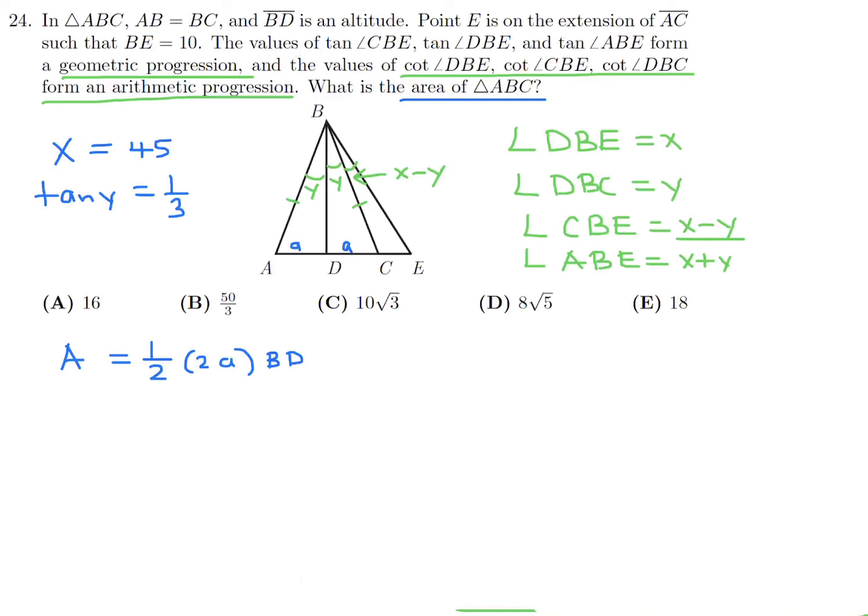Okay, so now where do I go here? Well, I've got to utilize this. The tan of y is equal to 1/3. Now, what is the tan of y? If you look at this triangle right here, that one right there, it's opposite over adjacent, right? So that means opposite, which is A, over adjacent, which is BD, is equal to 1/3. Correct? So that basically means that 3A is equal to BD.